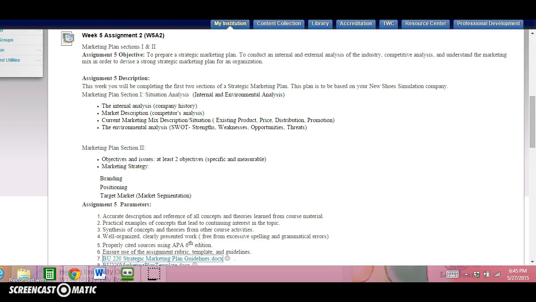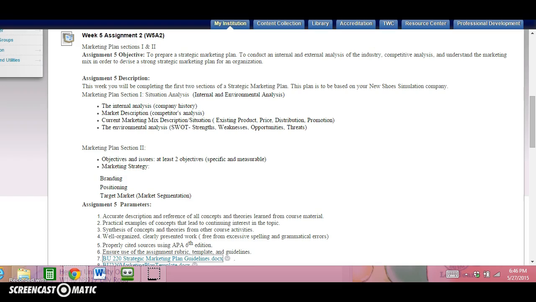So in week five, you'll be completing the first two sections of the strategic marketing plan. This plan is based on your new shoes simulation company. Part one includes the situation analysis, which is the internal analysis, the market description, the current marketing mix, and the environmental analysis. Section two, which you will also be submitting in week five, includes the objectives and issues and the marketing strategy, consisting of branding, positioning, and the target market.